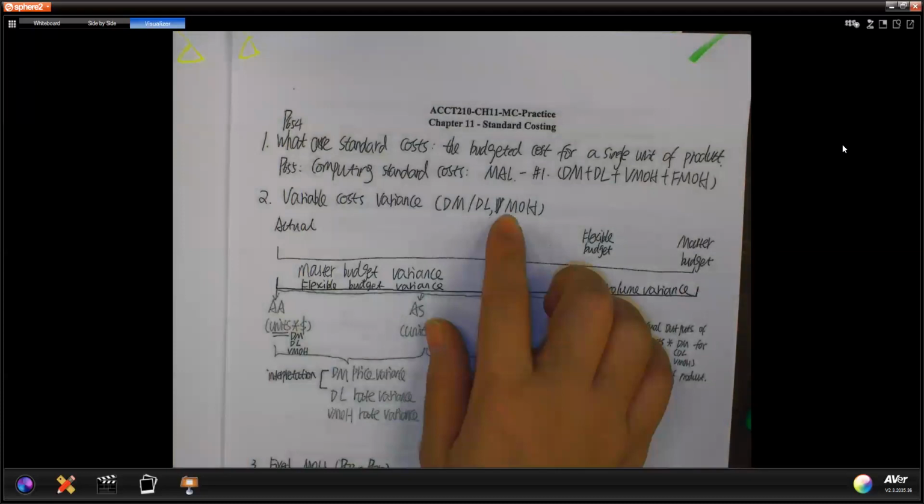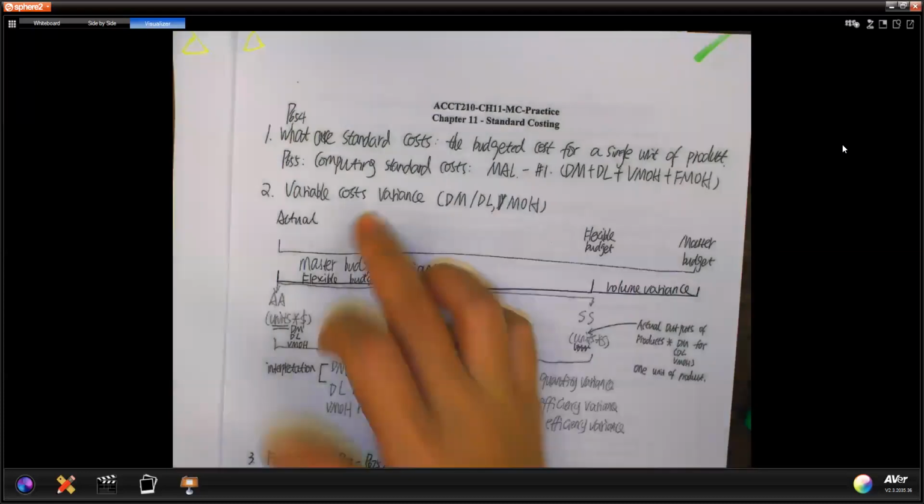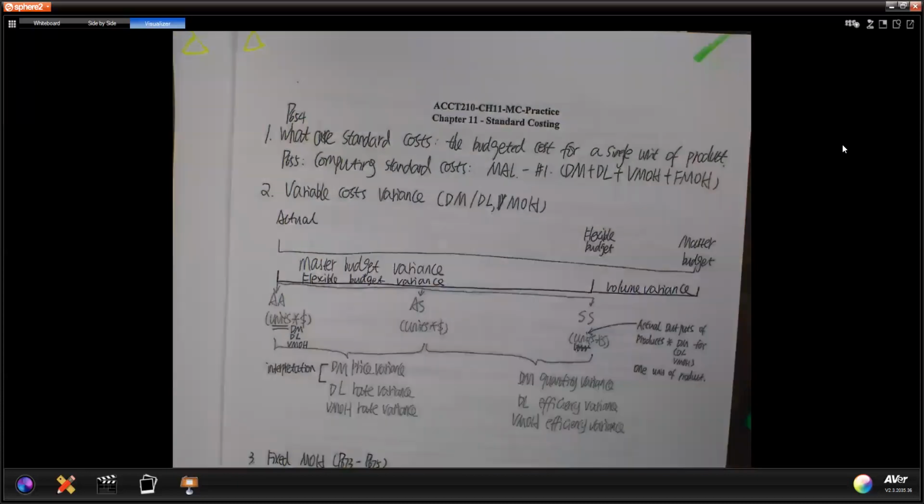And then the main thing is how do we do all the calculations? How do we do all the variances for our cost of goods sold, for the direct material, direct labor, and manufacturing overhead? For manufacturing overhead, you have a variable and a fixed. So we put the first three together because they are variable costs: direct material, direct labor, and variable manufacturing overhead. They share similar logic.